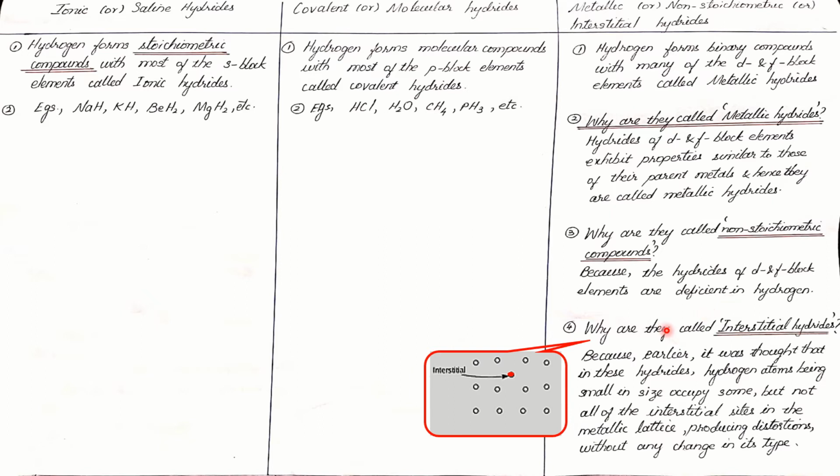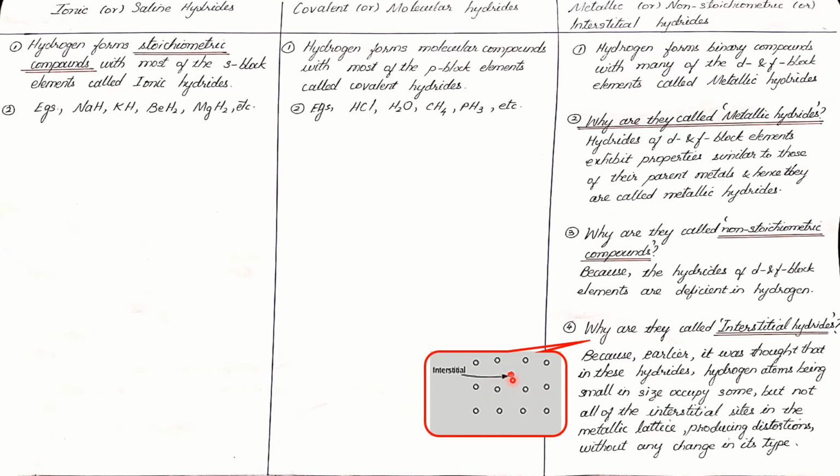Now why are they called interstitial hydrides? Look at this picture. Imagine these circles as metal atoms, and imagine this red circle as a hydrogen atom. Earlier it was thought that in metallic hydrides, hydrogen atoms, being small in size, occupy some of the interstitial sites. What are interstitial sites? Interstitial sites are nothing but spaces or holes between metal atoms in their crystal structure.